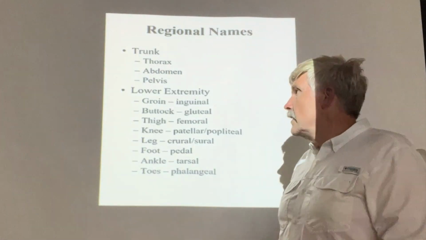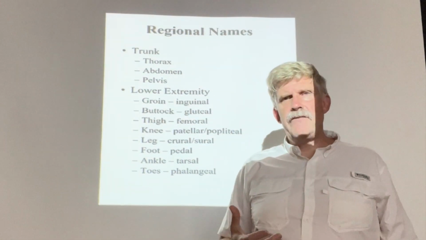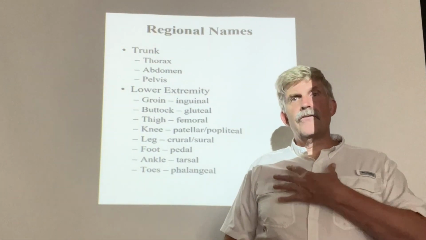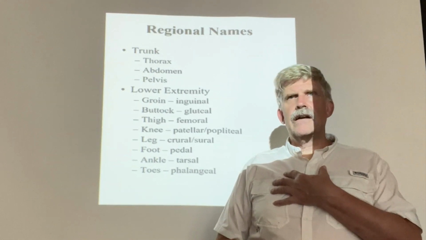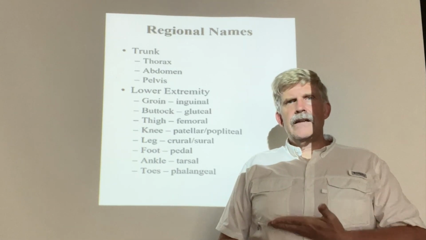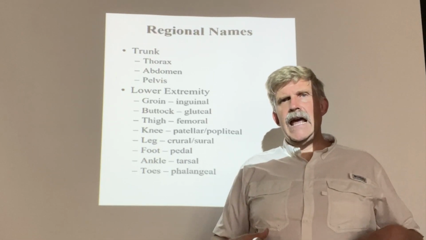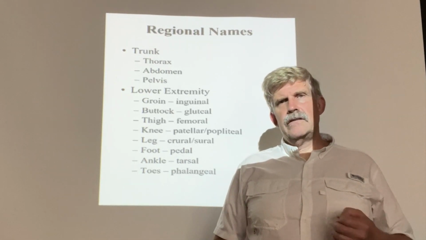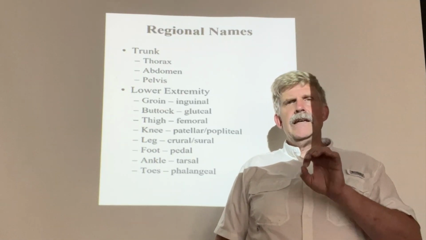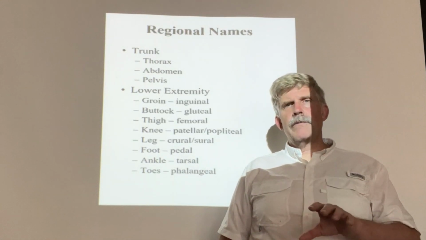Continuing, we then have the trunk, and we're going to divide the trunk based on the cavities. We're going to have a thorax, an abdomen, and a pelvis. In the thorax we have basically our cardio and pulmonary organs, heart and lungs. And then the abdomen, primarily the digestive system. However, there are a couple other organs that hang out within the abdomen. And then we have the pelvis. Now the pelvis contains primarily only the organs of urination or your reproductive organs.